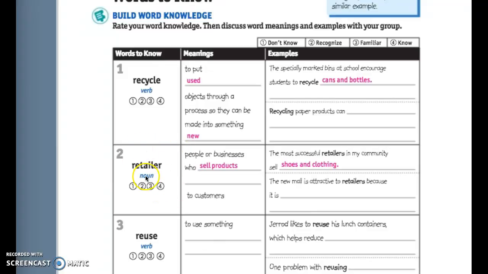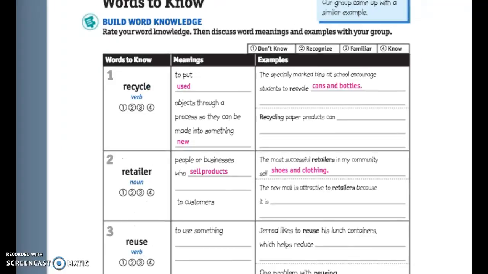Now, you may wonder why are they talking about retailers? I thought we were talking about plastic pollution. Well, retailers, or people who sell products, actually have a lot to do with either how much plastic pollution there is in the world, or with trying to prevent or stop plastic pollution. So let's go down to word number 3.